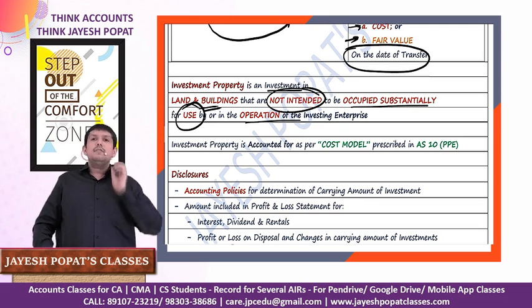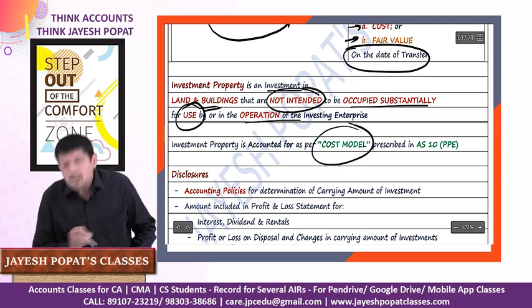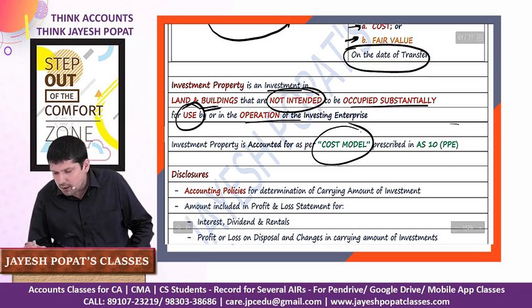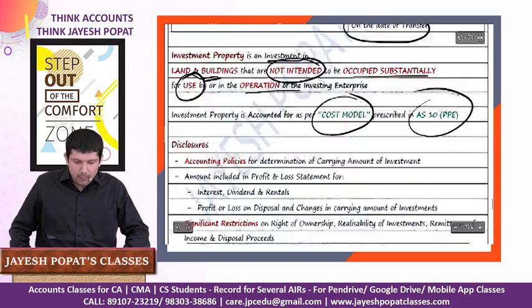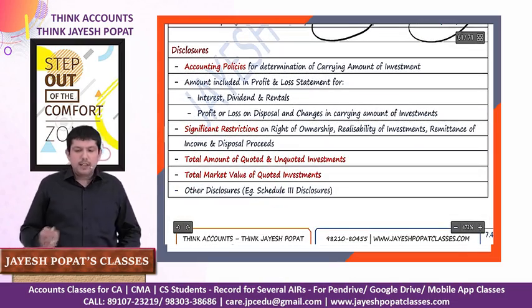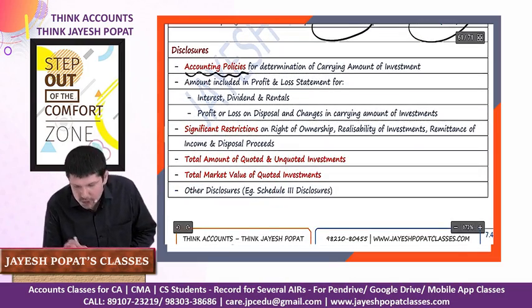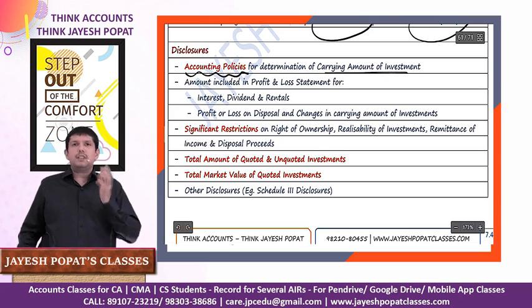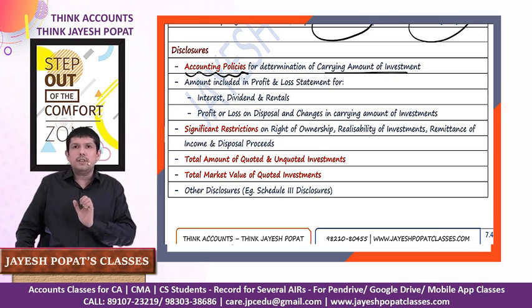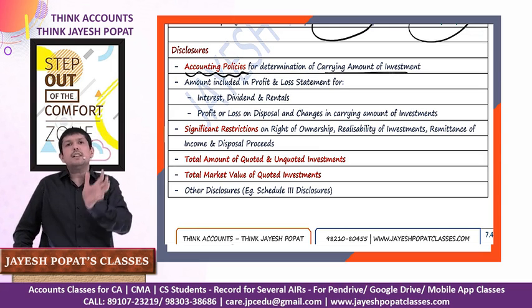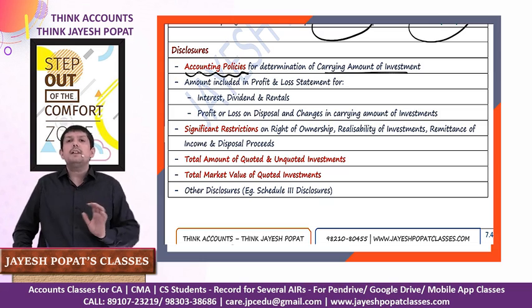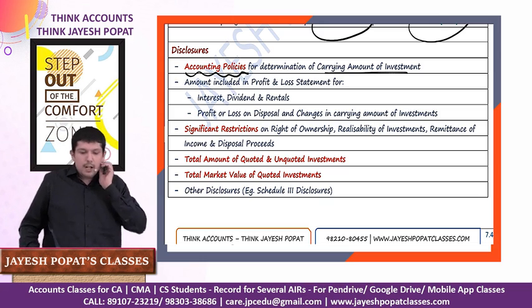How do you deal with this investment property? It says that you deal with it with the cost model which you have learned in accounting standard 10, property, plant and equipment. Then we'll talk about certain disclosures which we need to make. We need to disclose the accounting policy for determining the carrying amounts. If it's a current investment, cost or fair value, whichever is lower. If it's a long-term investment, usually carried at cost. And if there is a reduction because of other than temporary decline in the investment, we'll record a provision.